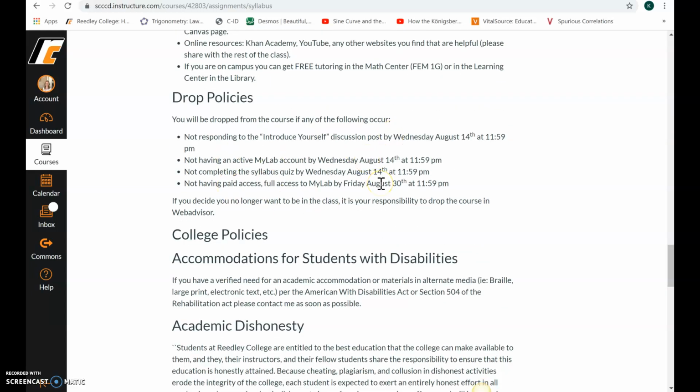Drop policies. You will be dropped if any of the following occur. If you have not responded to the Introduce Yourself discussion by Wednesday, August 14th at 11:59 p.m., not having an active MyLab account by Wednesday, August 14th at 11:59 p.m., not completing the syllabus quiz by Wednesday, August 14th, 11:59 p.m., and finally, not having paid access, so that means full access to MyLab by Friday, August 30th at 11:59 p.m. If you decide to drop the course on your own, you need to make sure that you go into WebAdvisor and do so.